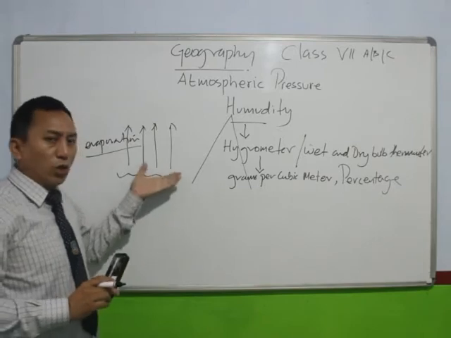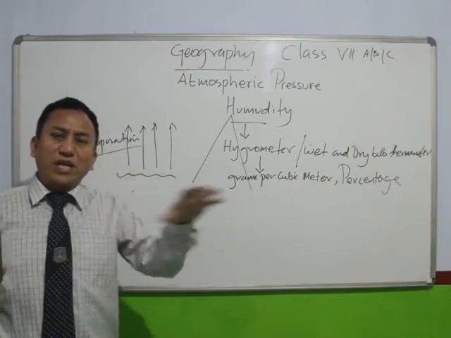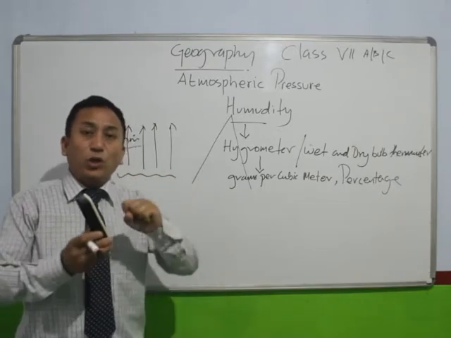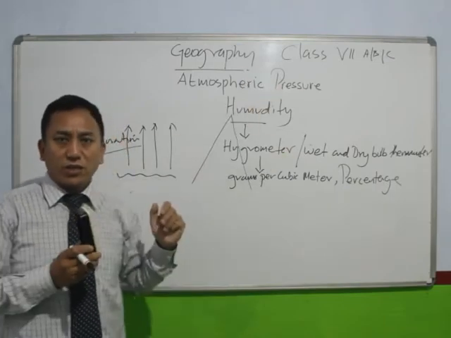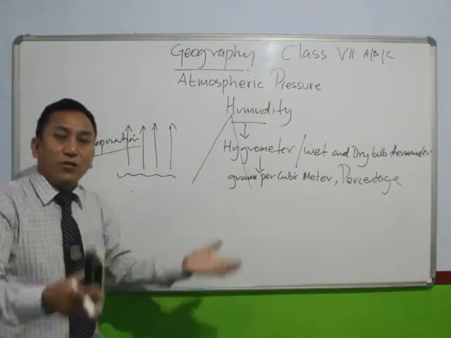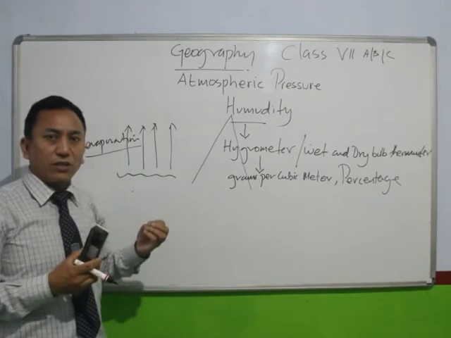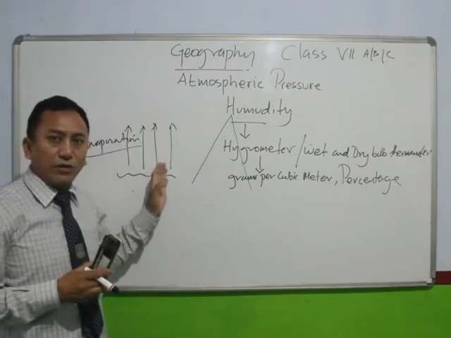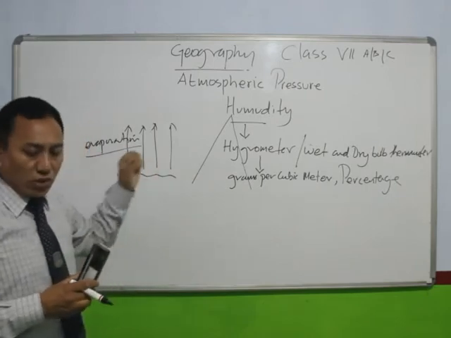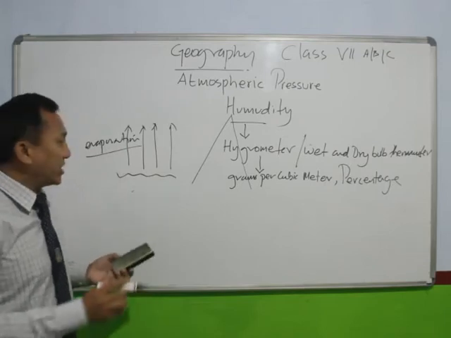Now water evaporates from all the water bodies. Water evaporates from the lakes, from the rivers, even from the clothes that you dry outside on the terrace or outside in the sun. From there also water evaporates. That is called evaporation, when water turns from liquid to gas. Then what is condensation?